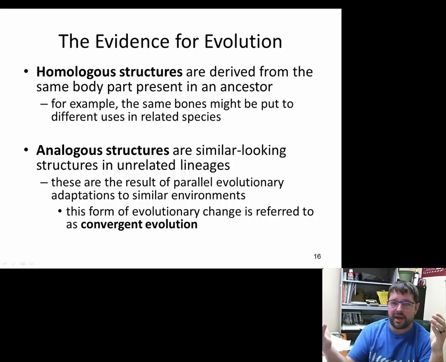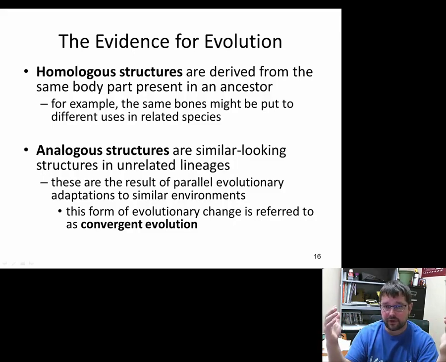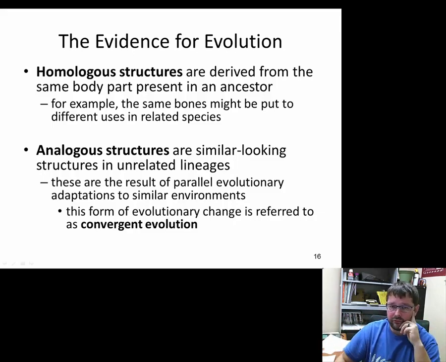But when you look at a bat, it has wings, but its wings are developed from webbing between fingers. When you look at a bird, it also has wings, but doesn't have any fingers, and it's just a fused kind of joint with feathers attached to it. And so these are called convergent evolution. They converge on the same kind of body type, but the organisms aren't related to each other.